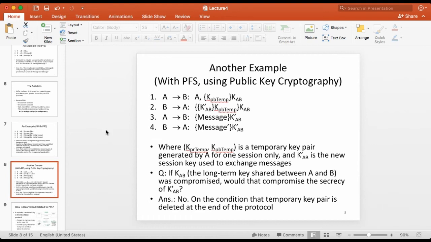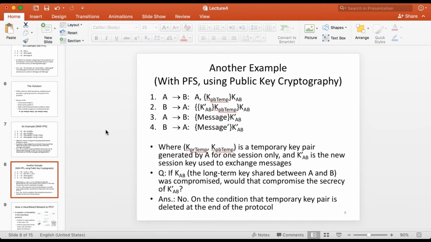Now that's one way of doing it, but there are other ways. Another popular way is using public key cryptography, as we said in the introduction. And in this case, we don't use Diffie-Hellman whatsoever. We rely on what we call temporary public key pairs.